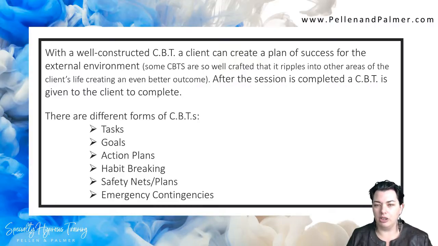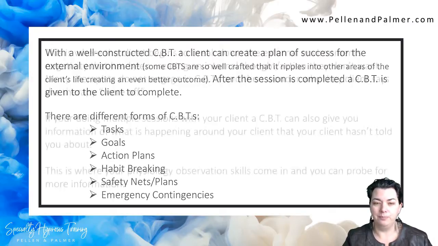After the session is completed, a CBT is given to the client to complete. There are many different forms of CBT. You've been doing CBTs your whole life, you haven't even known it. Maybe it's called a task, a goal, an action plan, habit breaking, safety nets, emergency contingencies. Maybe you've got a shopping list. That's known as a CBT because the shopping list has all this stuff that you must go and get. That's part of the criteria. A CBT comes in many, many different forms. Some are big, some are small, some are mind-bending, and some are very, very simple.